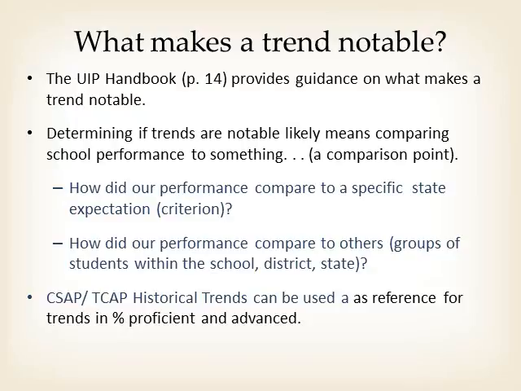It may be important to use CSAP or TCAP historical trends as a reference to determine if trends in percent proficient and advanced are notable. In this case, the question would be, did our trend over the same time period deviate from the state trend? If so, by how much?